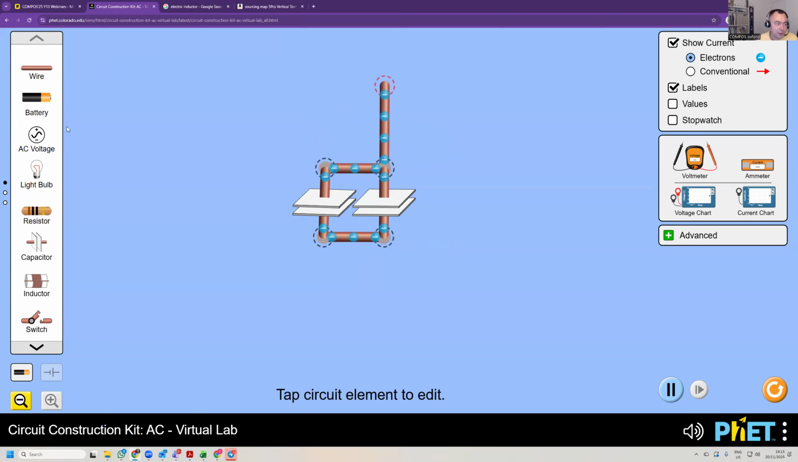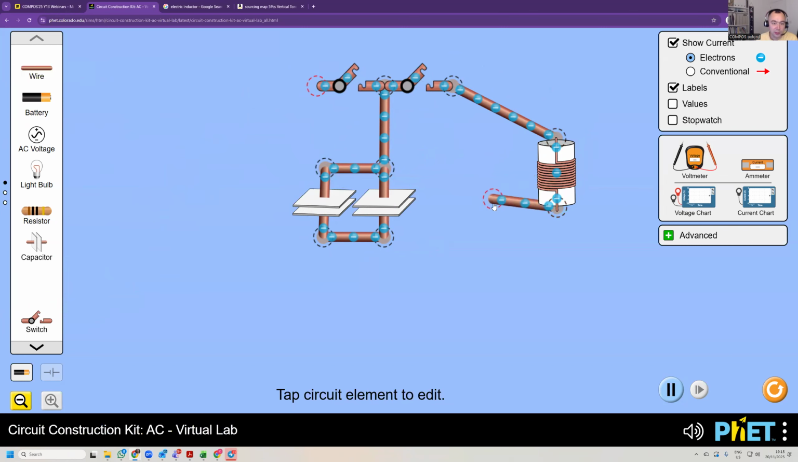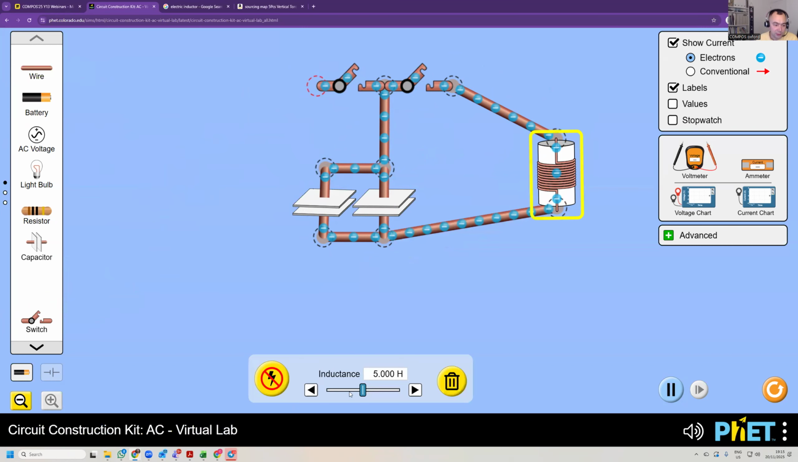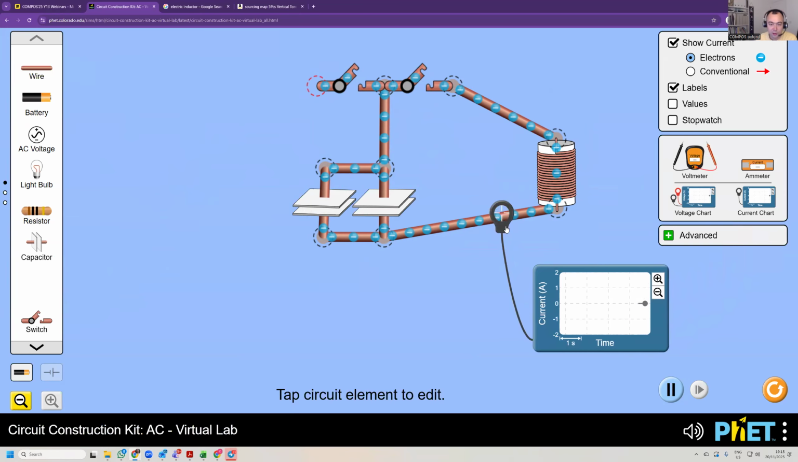And okay, then we need an inductor, and we need 2 switches. One here, one here, and one here. We'll need the inductance as large as possible, and we'll measure the current. Now the current, well, let's see what we get. Take a battery and connect the battery here.